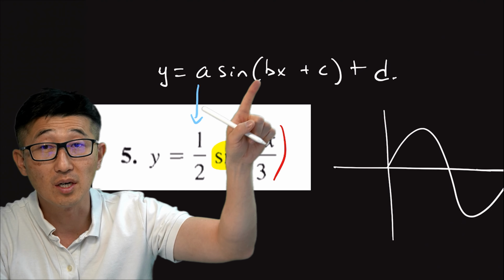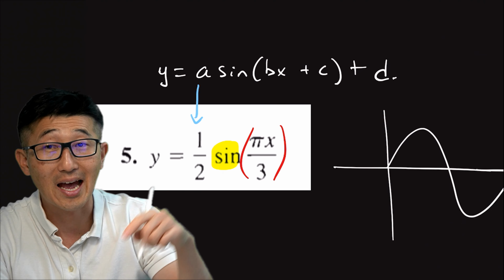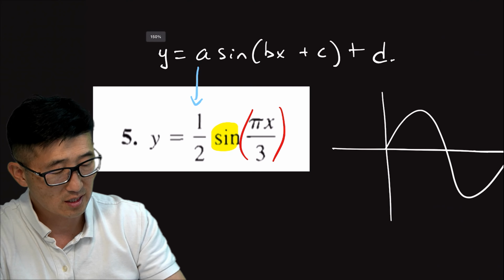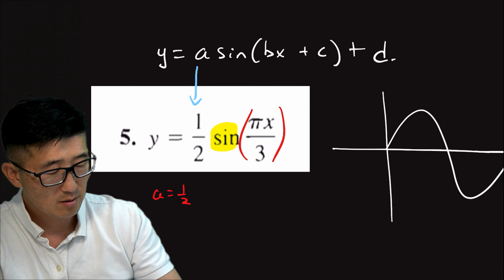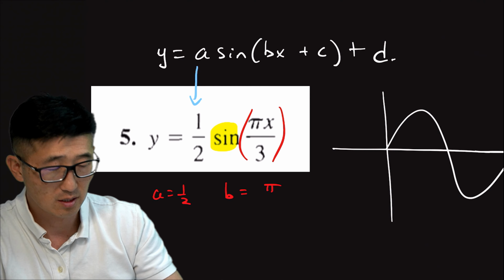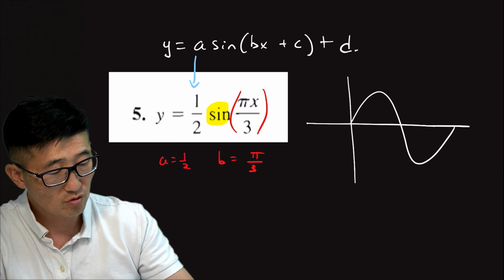B, now I know you don't see a parenthesis here, but you can just add one. B is the number attached to x, but not the x. So take a look, it's pi over 3. So just write that down. A is 1/2. B is pi over 3.